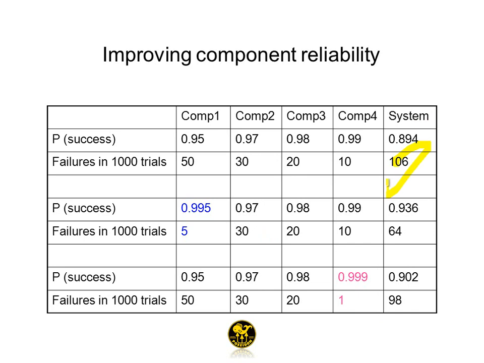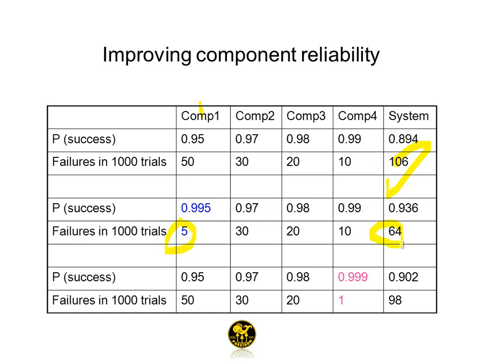So what happens if we take the least reliable component, which is component 1 here, and we make it 10 times more reliable? That is, its failures per 1,000 trials has gone from 50 all the way down to 5. You say, wow, that's a huge improvement. But look at the result on the overall system. It's only dropped from 106 to 64. So you've improved one component by an order of magnitude, but your system has only improved by a factor of 2. I don't know about you, but that strikes me as a pretty bad return on investment.